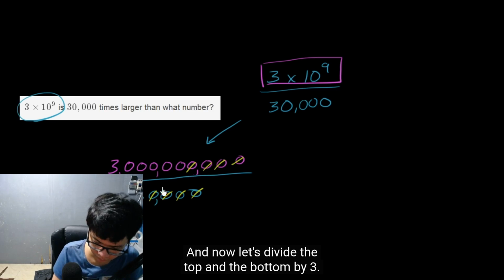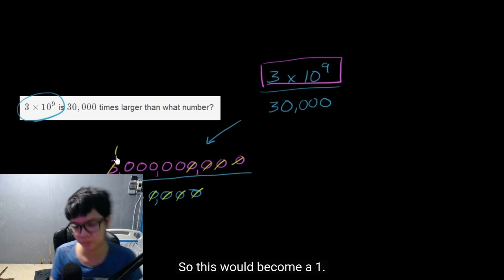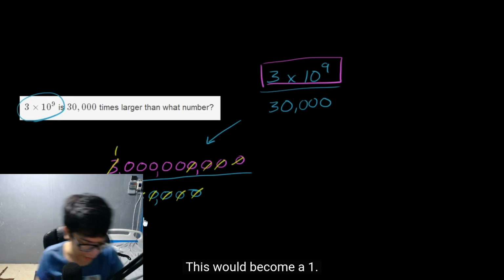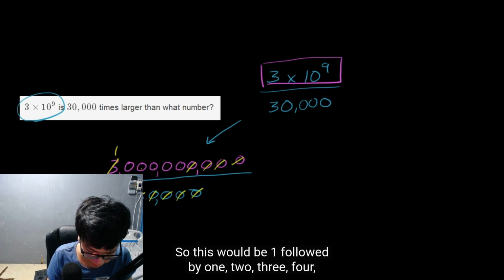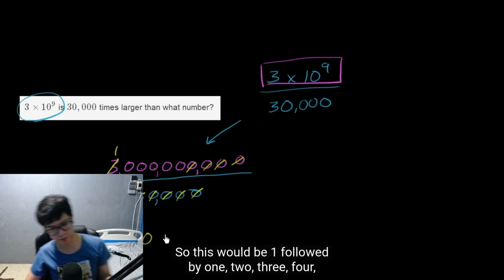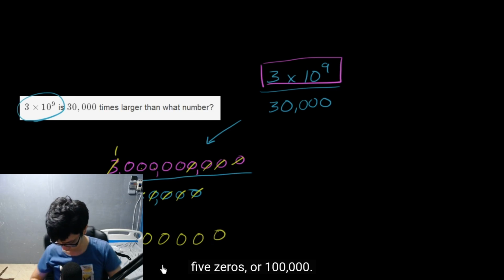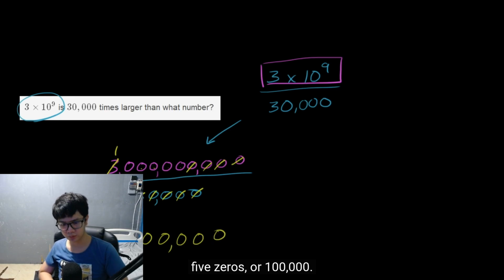And now let's divide the top and the bottom by 3. So this would become a 1, this would become a 1. So on the bottom, we're just left with a 1. And we'd have 1 followed by 1, 2, 3, 4, 5 zeros. So this would be 1 followed by 5 zeros, or 100,000.